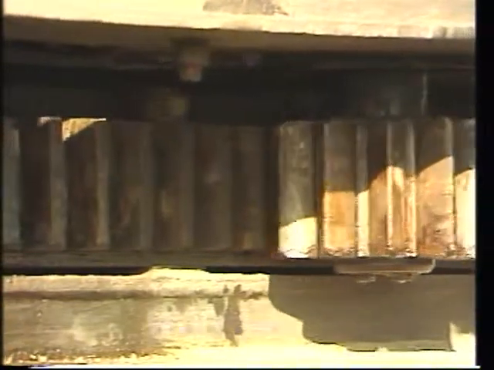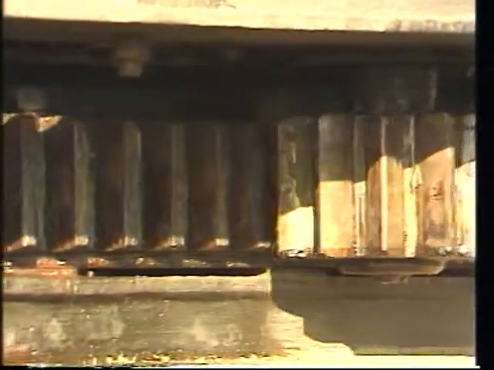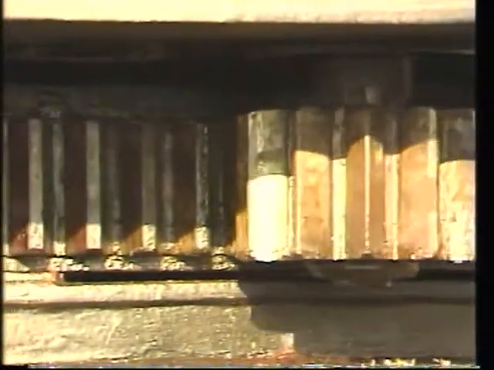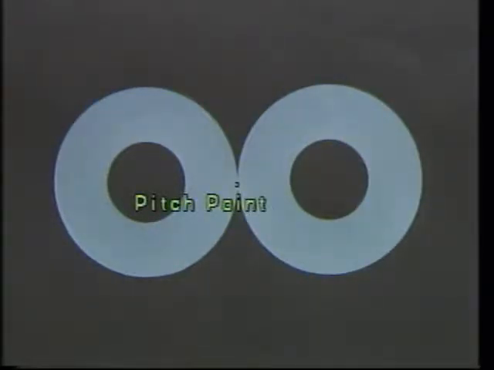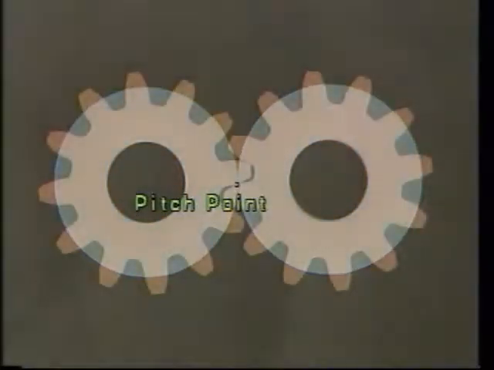Where transmission of uniform motion without slip is required, gears are used. The gear drives ensure positive transmission of motion. When two cylinders are in contact, the point of contact is called the pitch point. Similarly, when two gears are in mesh, the teeth make contact at the pitch point.